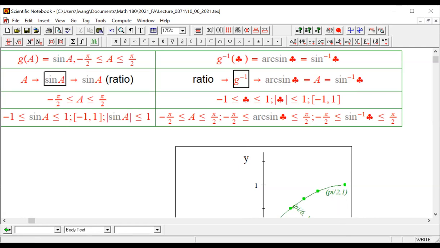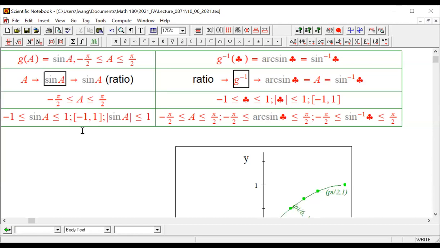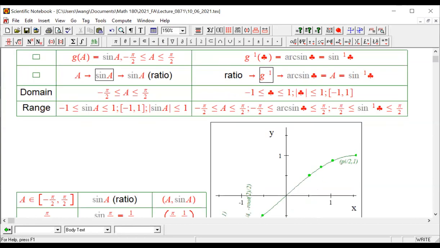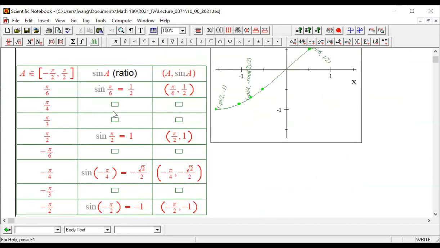Now we're going to do one thing, right? We mark these points. We mark these points. So we're going to mark some points over here. I want you guys to complete the table. Complete the table. Okay. To mark the other points, pi over 4, pi over 3, those other points, make this your assignment.